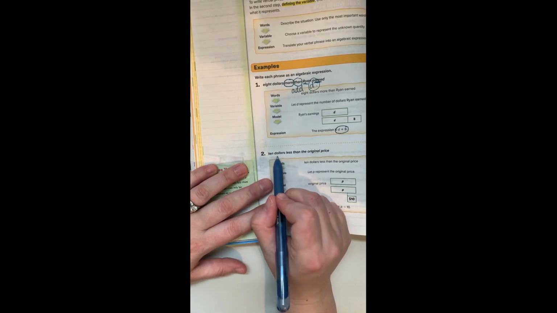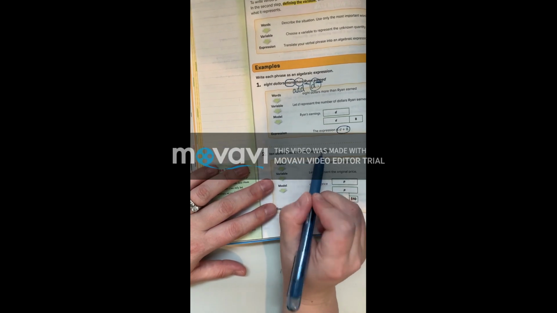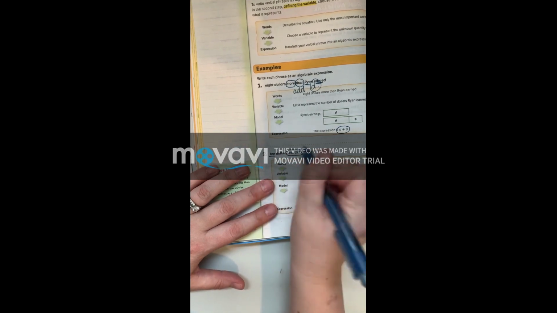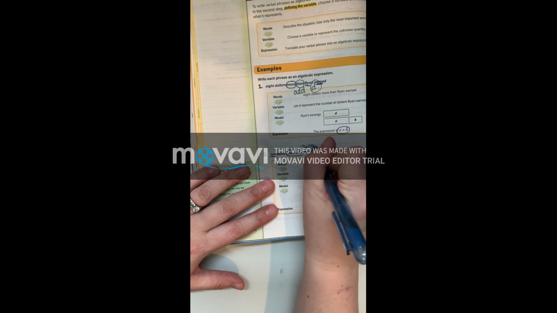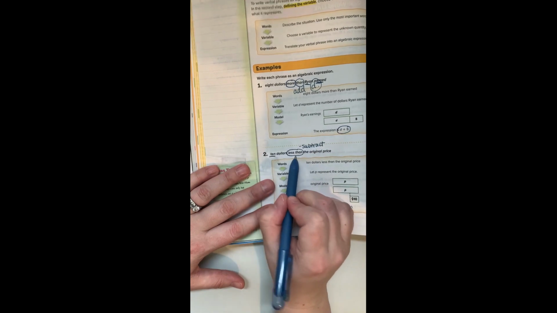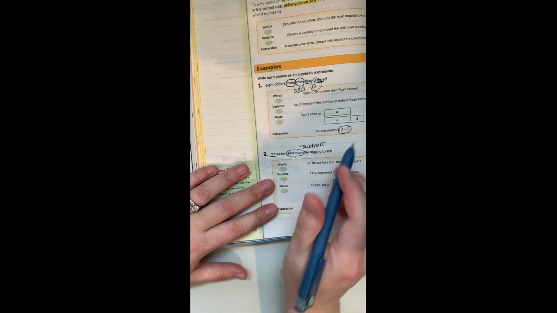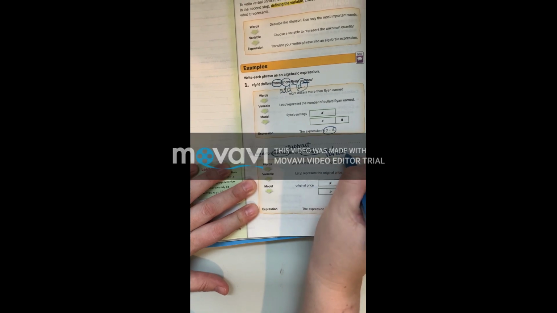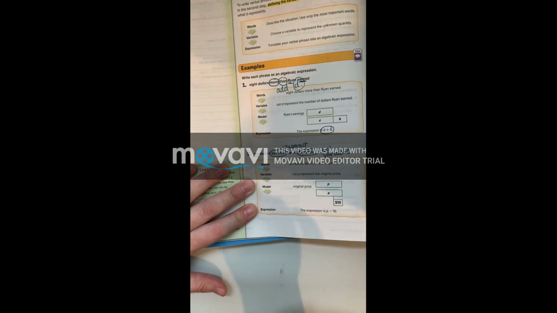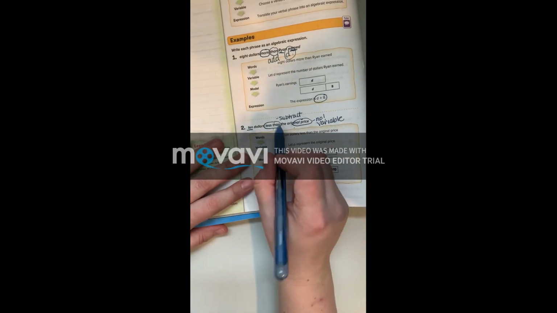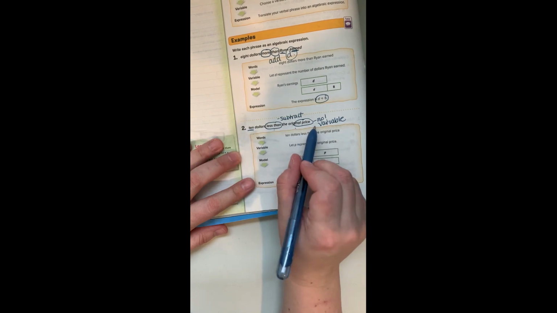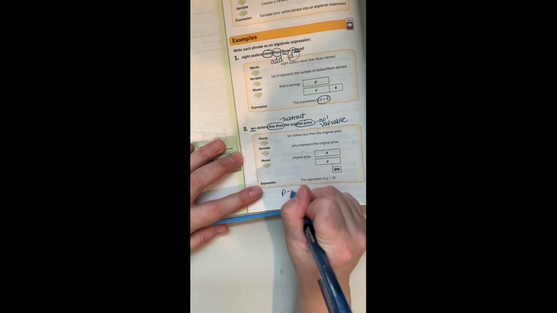Example 2, $10 less than the original price. I would go ahead and underline 10. I would circle less than. That tells me I'm going to subtract. Do we know what the original price is? No. So that is our variable. The thing we don't have a number for, that's our variable. So over here we have P, that's our price. It's $10 less than this price, so it's P minus 10.